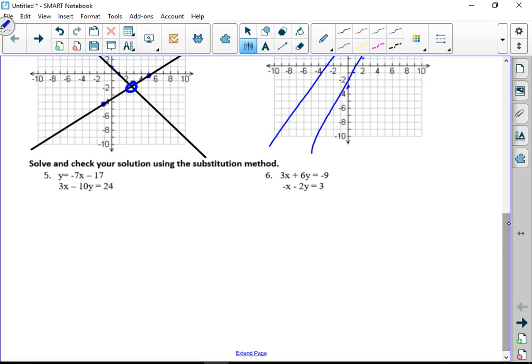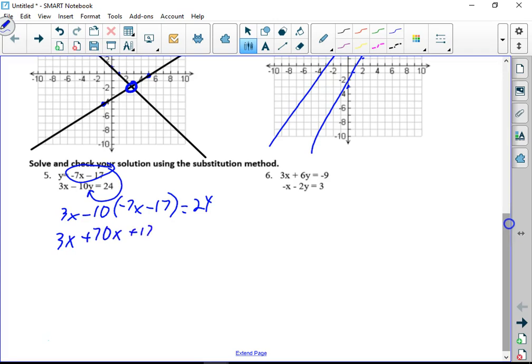Okay, this one, we're doing substitution. This one is already set up for substitution. All we need to do is plop this in right there. So we rewrite this as 3x minus 10. Don't forget the parentheses, 2 reasons. There's a negative and there's a coefficient. So you got to make sure you put that. Equals 24. You distribute your negative 10 specifically, and you get 70x, and you get 170 equals 24. You end up with 73x equals negative 146. When you divide by 73, you get x is negative 2.